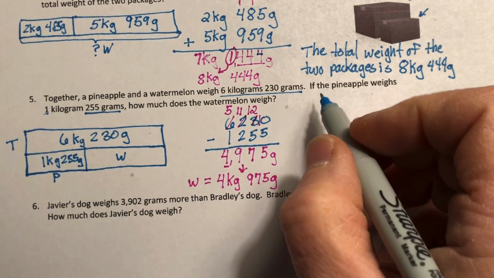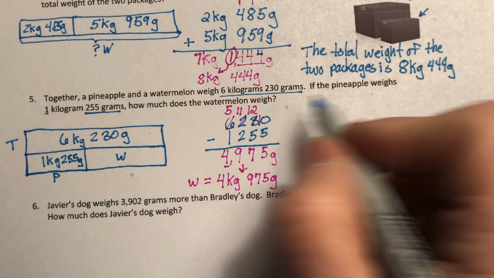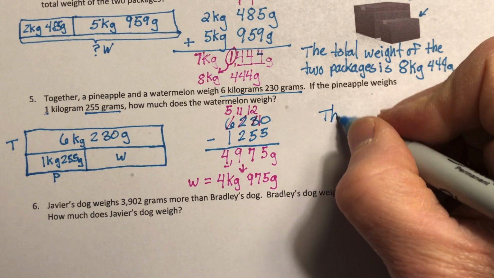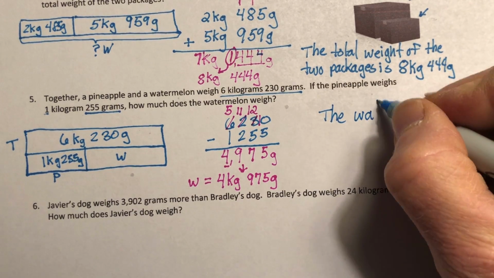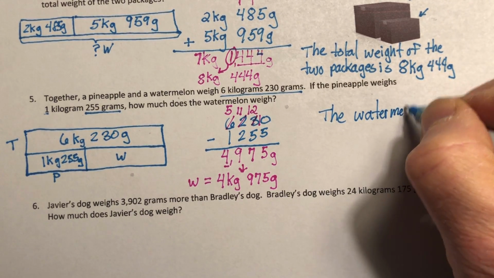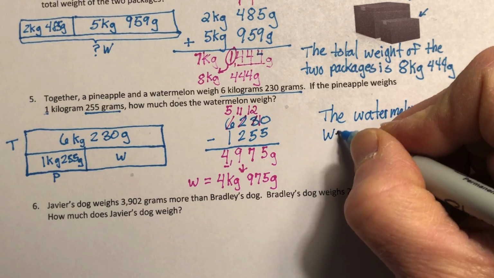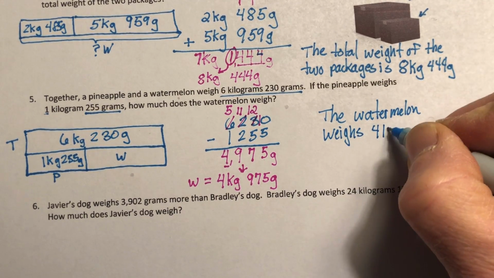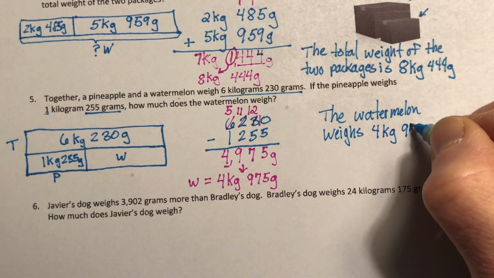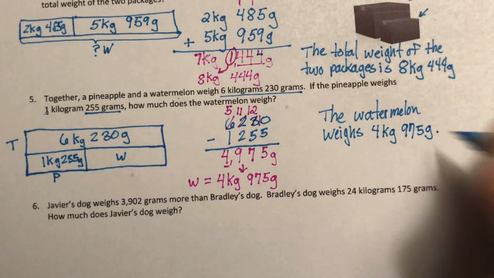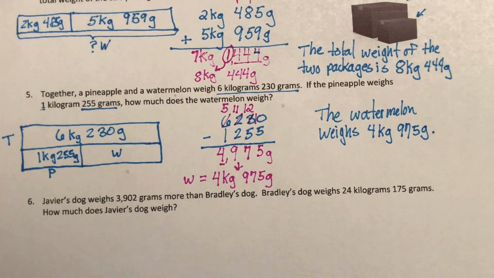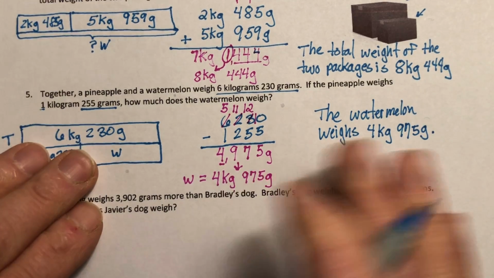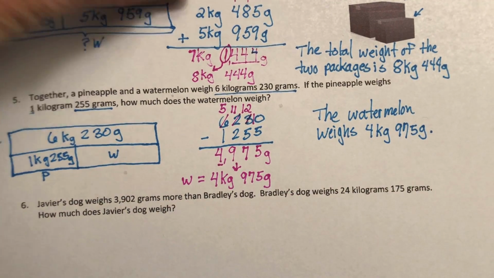Feel really confident about my answer. How much does a watermelon weigh? The watermelon weighs 4 kilograms, 975 grams. Period. Perfect. Good. Did all my 3 steps. Put to the problem.